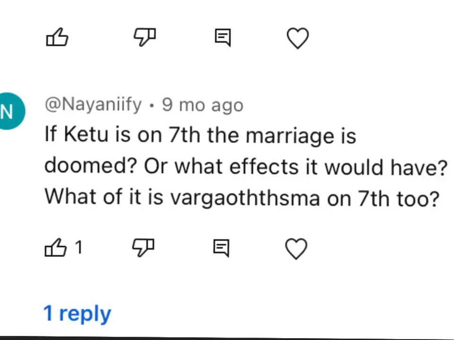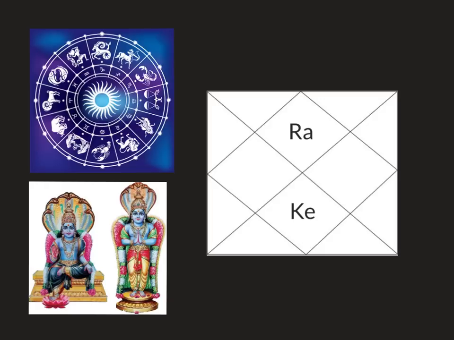Next, a question from Nyanafai. Hope that was right. If Ketu is on the 7th, is marriage doomed? Well, let's see. Or what effects would it have? What if it is Vargottama on the 7th too? That is, Ketu is in the 7th house, also in the Navamsa. Thanks for your question. So let's look at Ketu being in the 7th house.